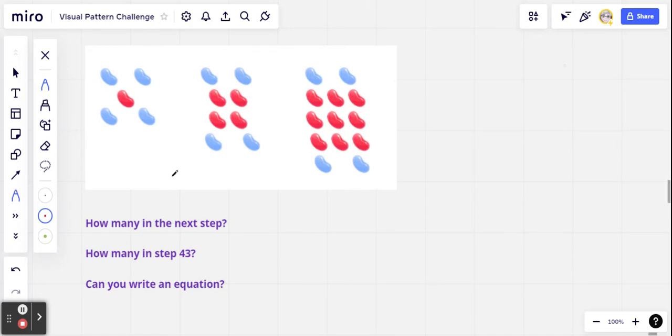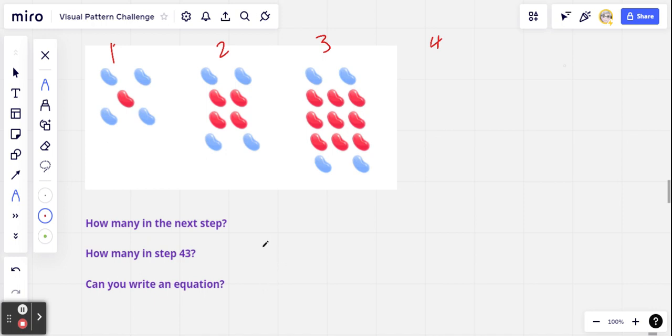Today we've got jelly beans. So here's step 1, here's step 2, here's step 3. Your challenge is to predict the number of jelly beans in step 4. If you can do that, can you predict the number in step 43? And can you write an equation that could predict the number of jelly beans in any step at all? So that's the challenge. If you'd like to accept it, pause the video and see how far you can get.